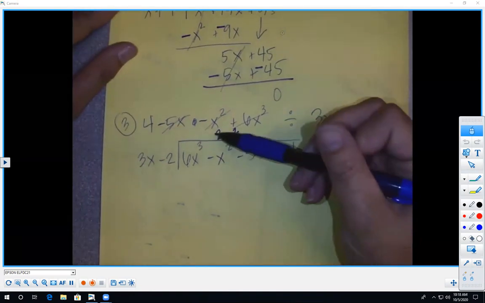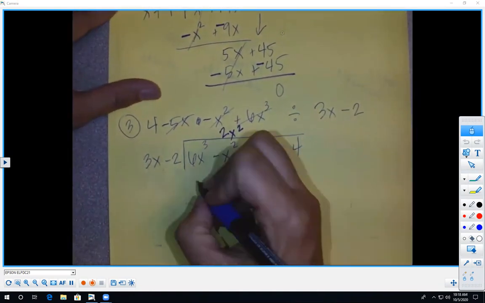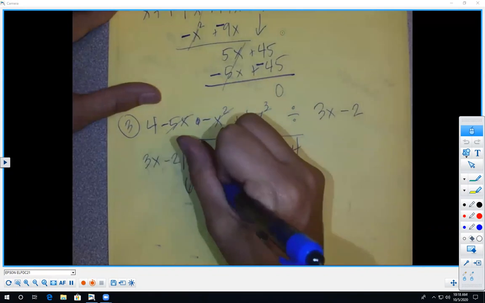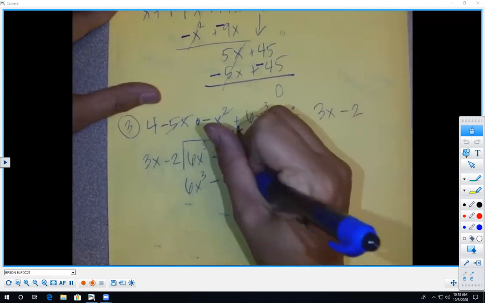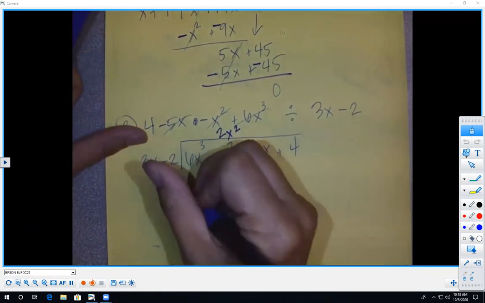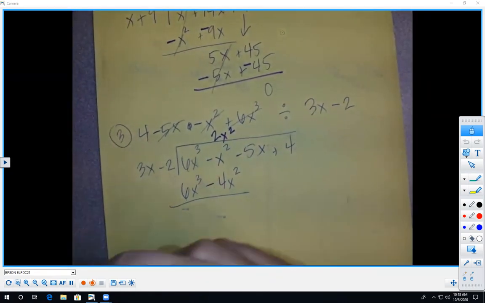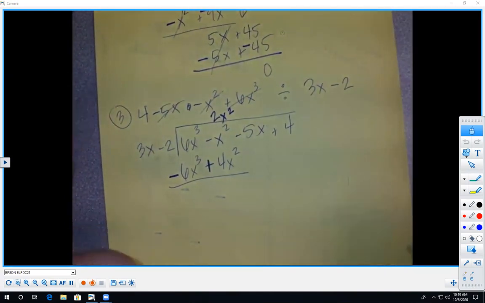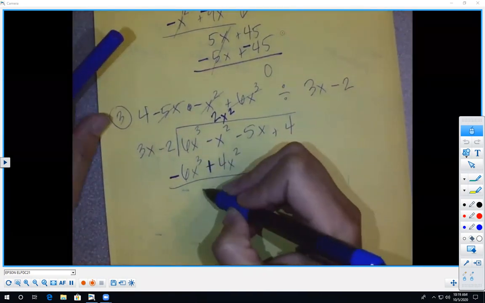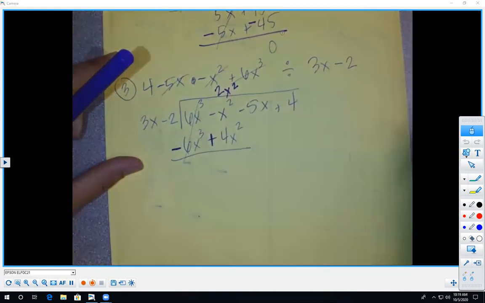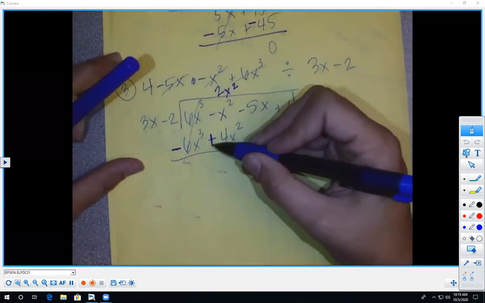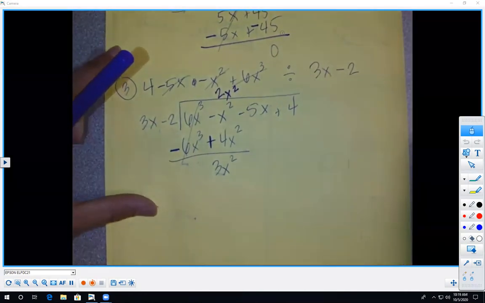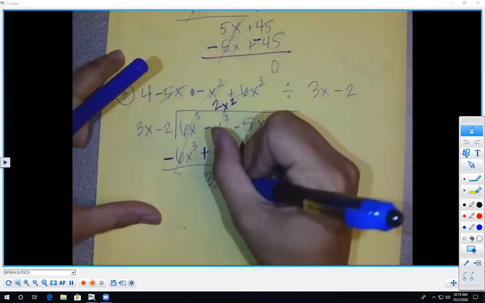Okay, I need to multiply. What is 2x squared times 3x? 6x cubed. What's 2x squared times negative 2? Minus 4x squared. Subtract these by changing your signs. Make it negative 6x cubed plus 4x squared. Okay, what is 6x cubed minus 6x cubed? 0, they cancel out. Negative x squared plus 4x squared is 3x squared. Bring down your minus 5x.